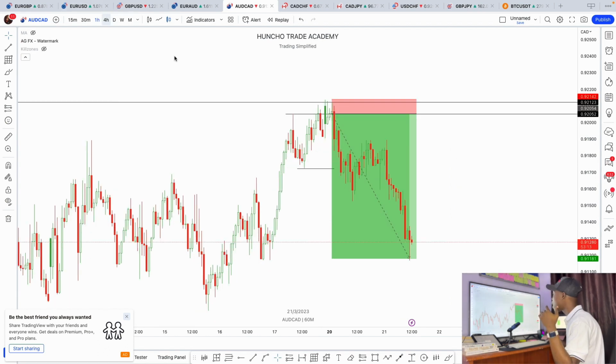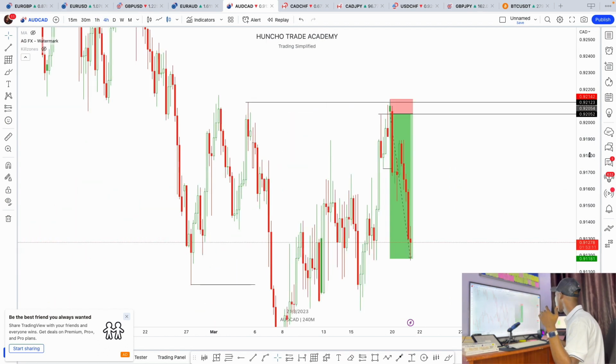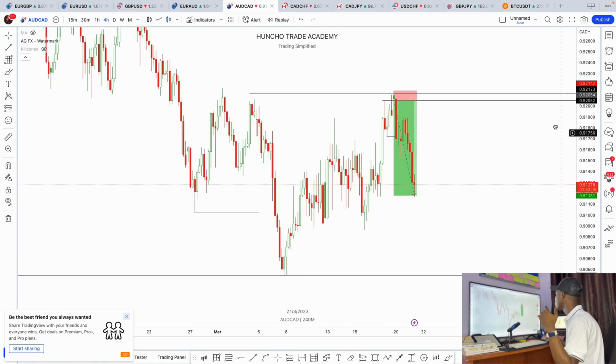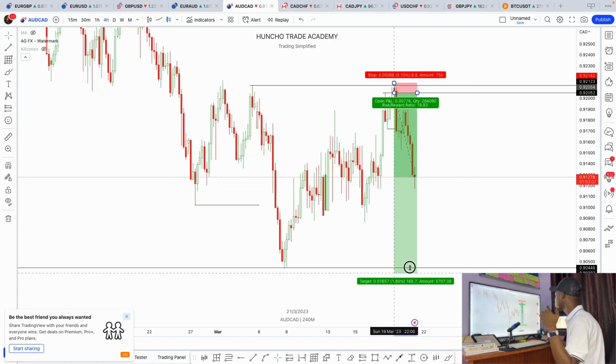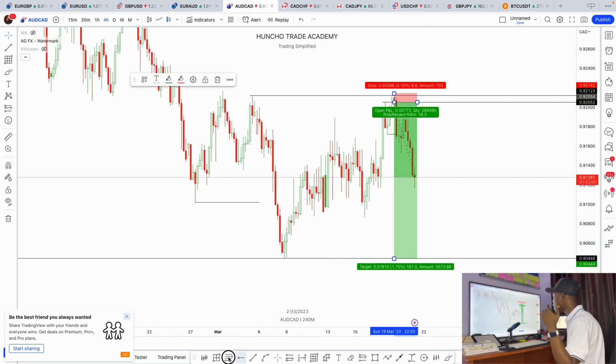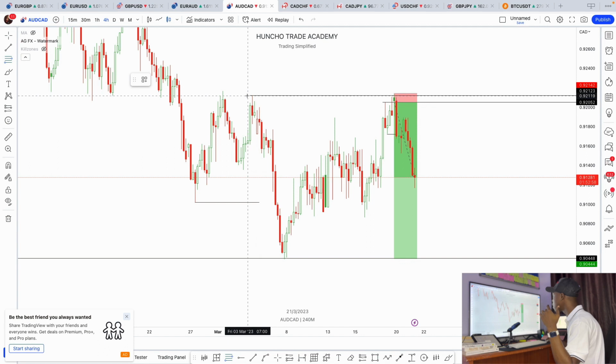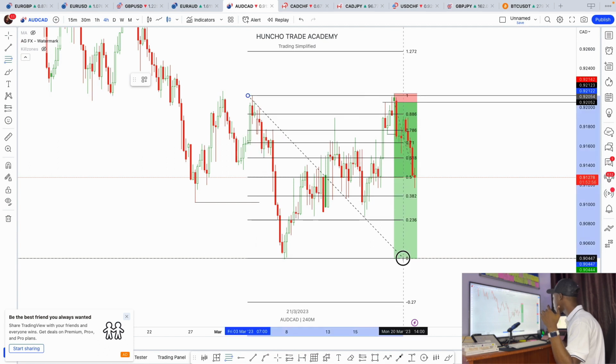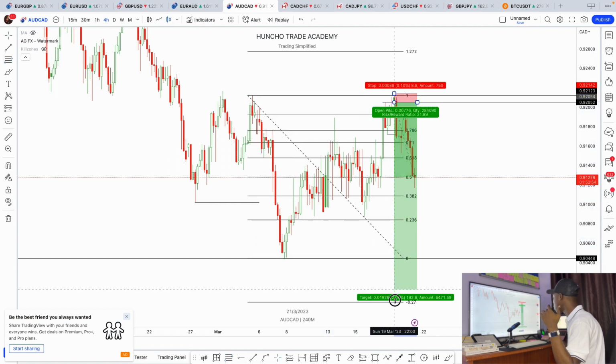Then I'll go to the 4 hour chart, right? Then my first target here, although I'll take partials as the market makes money available to me, I like to use my Fibonacci retracement, the negative 27, for my final target. This should be my final target, right?